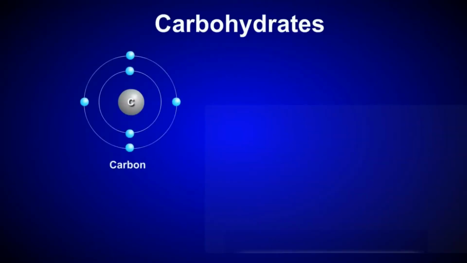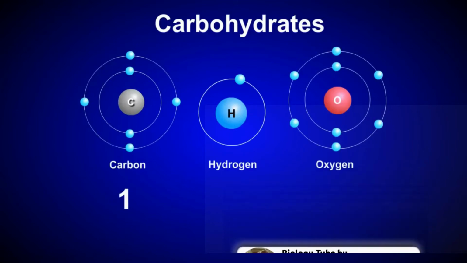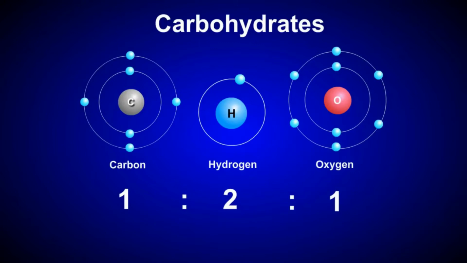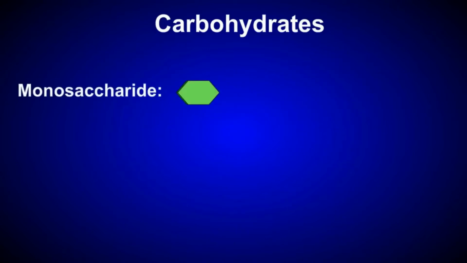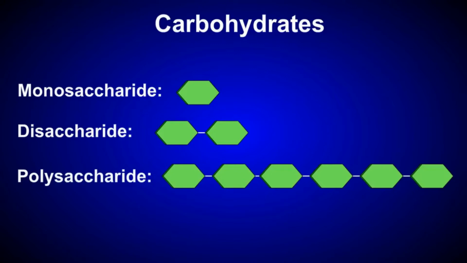Carbohydrates are biomolecules that are composed of carbon, hydrogen, and oxygen atoms in the ratio of 1 to 2 to 1. We can represent the proportion of these elements within carbohydrate molecules with the formula CH2O.